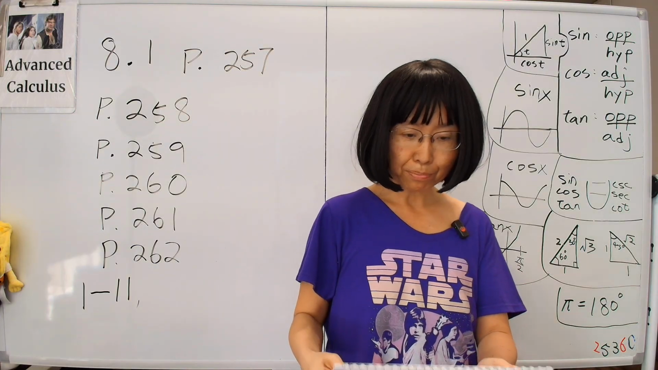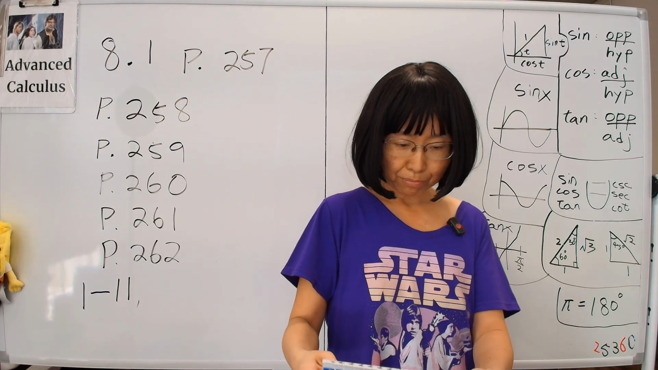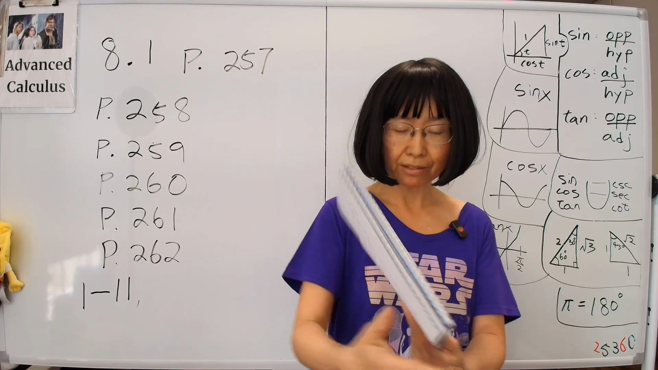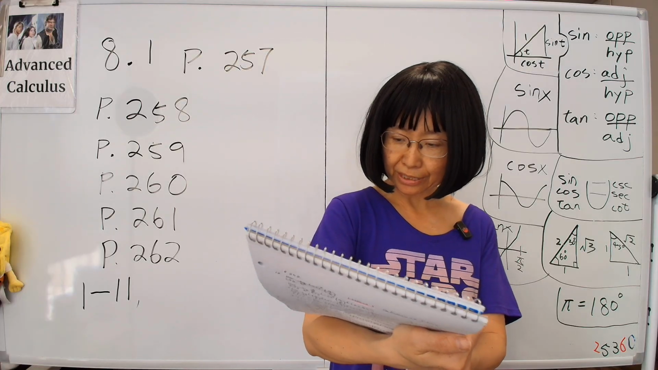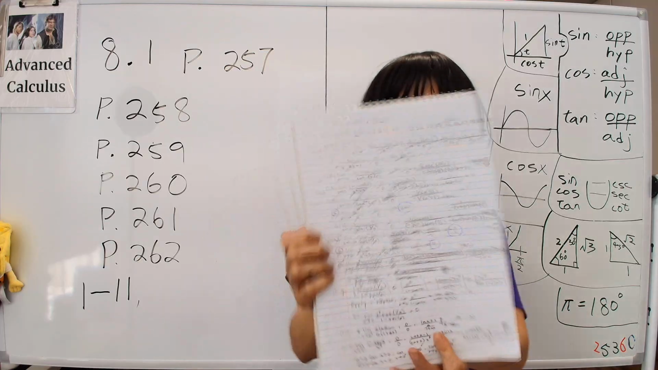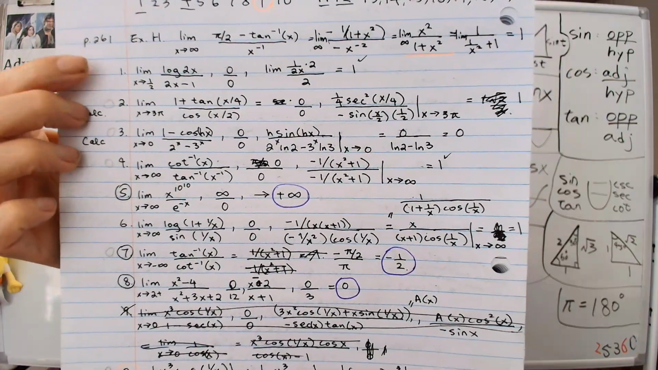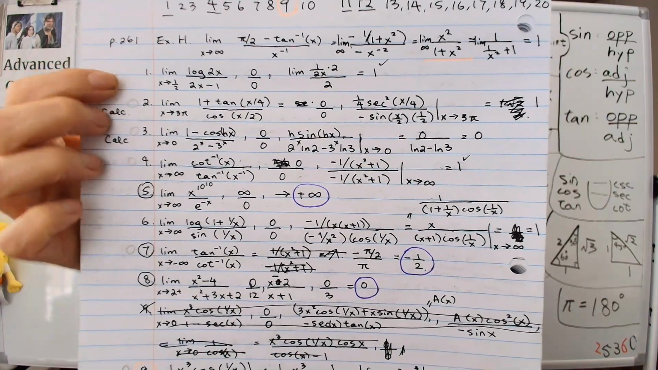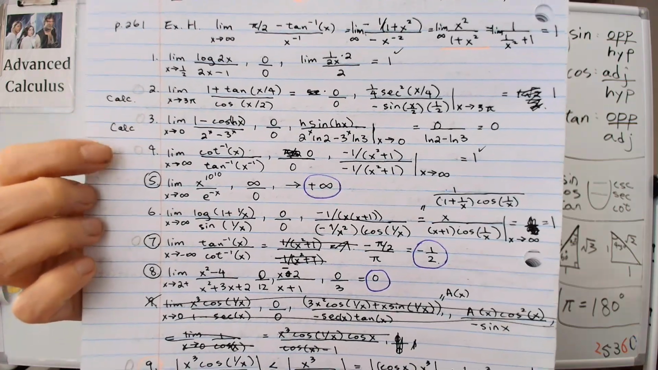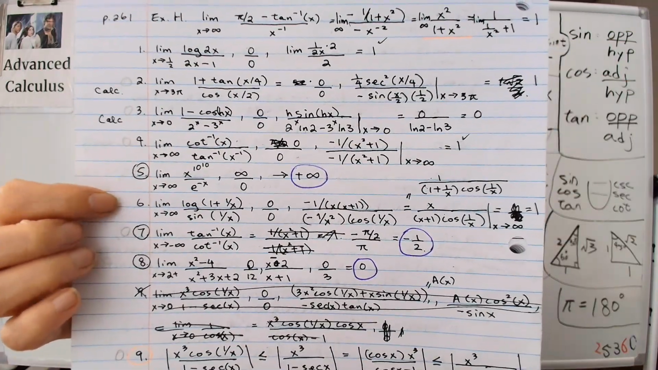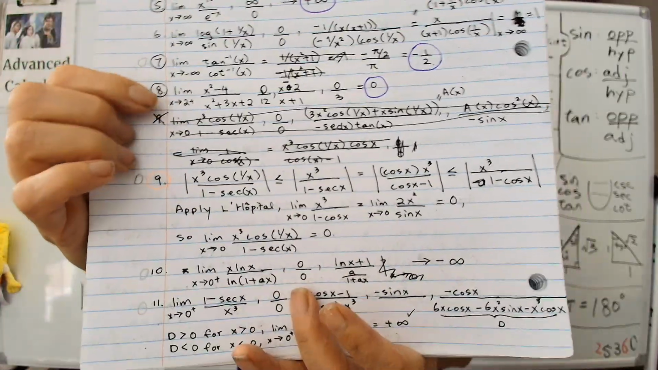So let's talk about problem 1 on page 262. I think problems 1 to 11, for the most part, are very, very short, with the exception of maybe problem 9, which is slightly tricky. Let me show you what I did for your reference, and then I don't think you will have too much trouble with it. Here's problem 1, and then 2, 3, 4, 5, 6, 7, 8. They're all very short, so I won't talk too much about them.